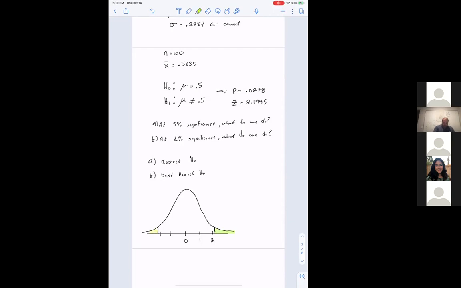So what we do for a two-sided test is we actually double the area. Because for a two-sided test, there's actually two ways to reject, far left or far right. So when I calculate the probability of being past 2.1995, let's calculate that. What's the probability that Z is greater than 2.1995? How would I calculate this on my calculator?